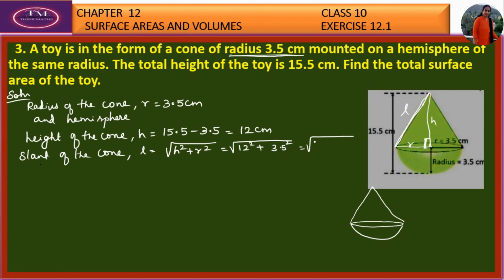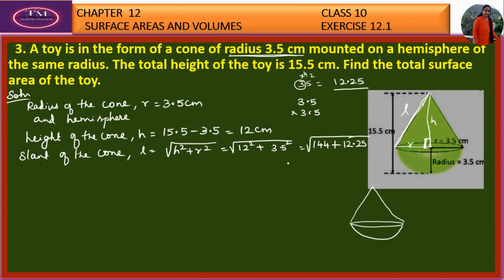So 12 square is 144. What is 3.5 square? If we square the 5, you have to write 5 square, which is 25. Next number, what is the first number? It is 3. After 3, we get 4. So 3 into 4 is 12. So we have 3.5 into 3.5. We have 2 decimal places, so now we have to put a point before 2 numbers. So 3.5 whole square is 12.25.